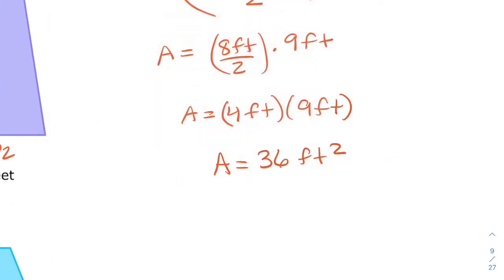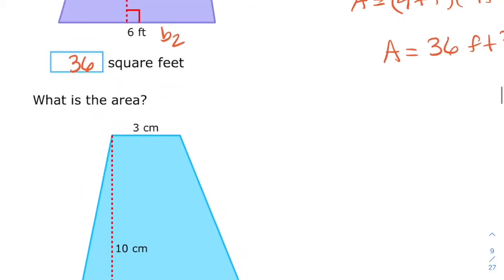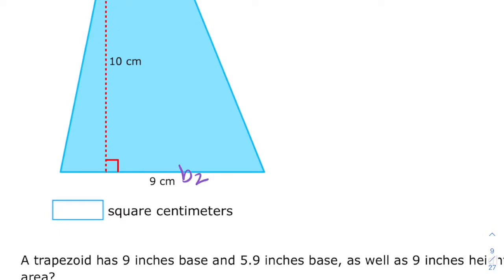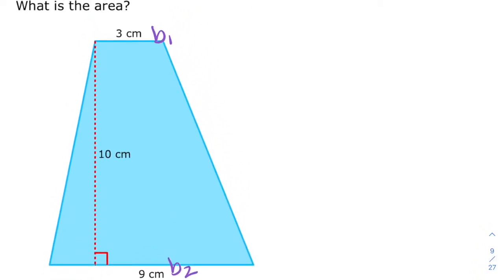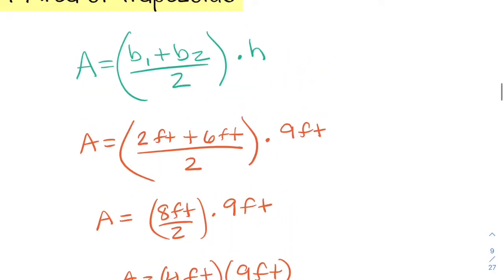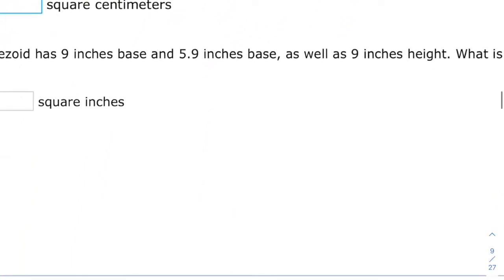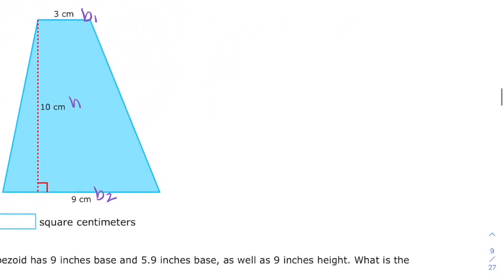Let's try our next one. Looks like here's base 1, base 2 is 9 centimeters. Here's the height, which is 10 centimeters. And so we're going to use our formula. Area equals base 1 plus base 2 divided by 2 times the height.